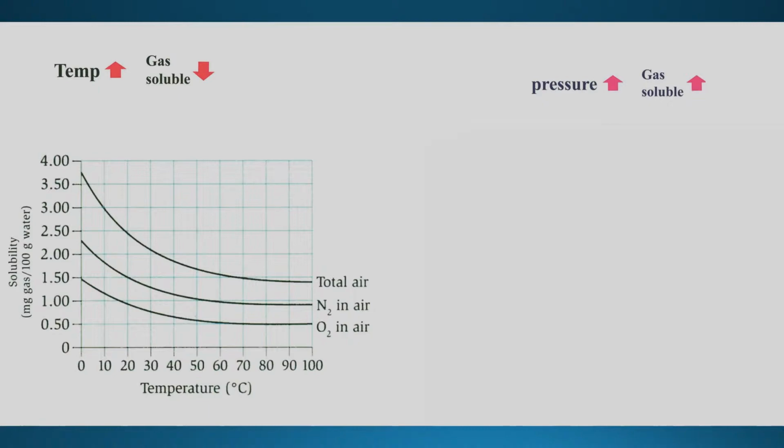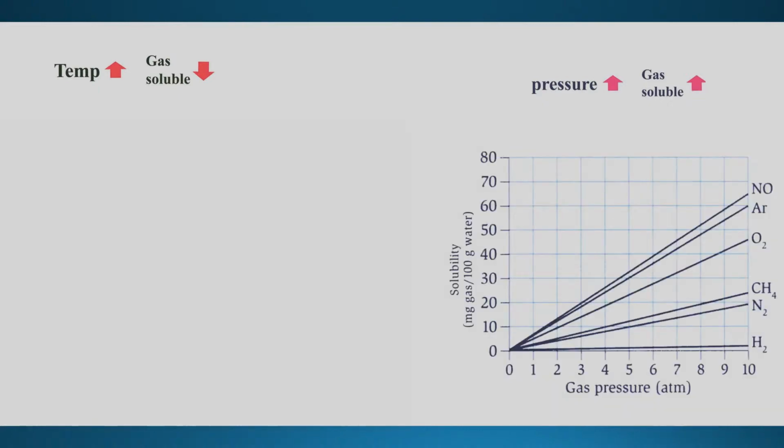Now look onto the pressure side. They have quite an opposite relationship. Here, the x-axis is the pressure: 1 atm, 2 atm, 3, 4, 5. You find the higher the pressure, the more the gas is soluble. So the higher the pressure, the more solubility the gas has.